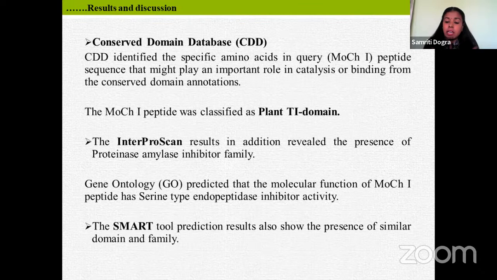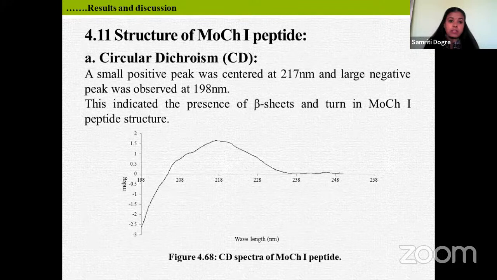InterPro also revealed the presence of the protease inhibitor family. Gene annotation predicted that MOCH1 has serine-type endopeptidase inhibitor activity. The SMART tool again revealed the same results: the peptide falls under a trypsin inhibitor protein. Then for the structure of MOCH1, we did CD. In CD, we observed a small positive band at 217 nanometers and a large negative band at 198 nanometers. This indicates the presence of beta sheets and turns in the MOCH1 peptide.